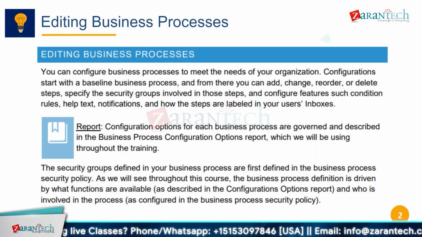The security groups defined in your business processes are first defined in the business process security policy. As we will see through the course, the business process definition is driven by what functions are available, as described in the configuration option report, and who is involved in the process, as configured in the business process security policy.